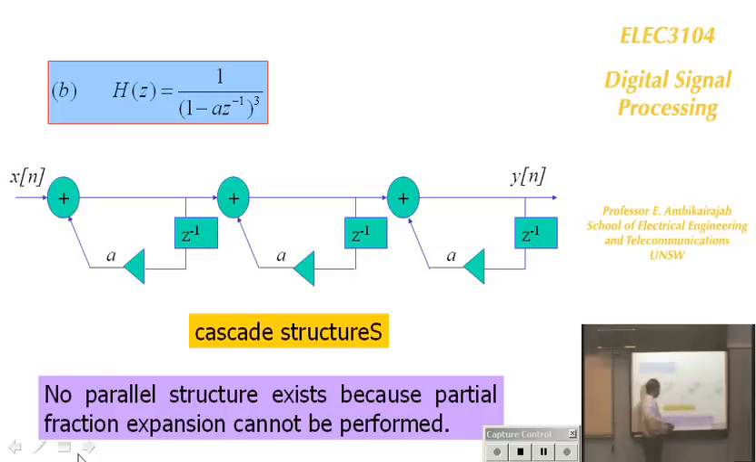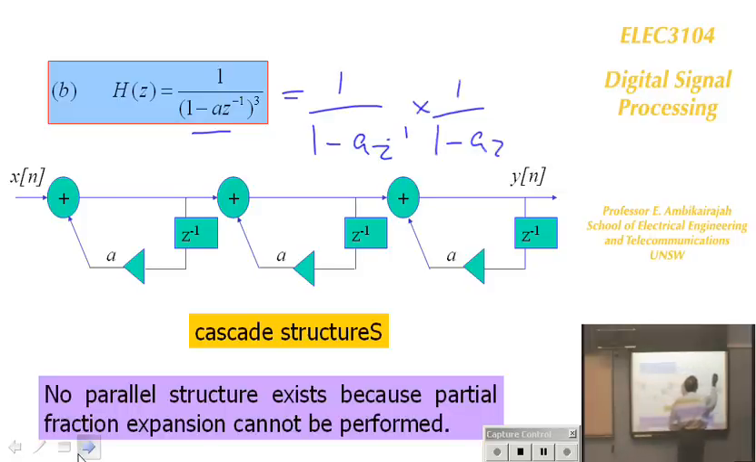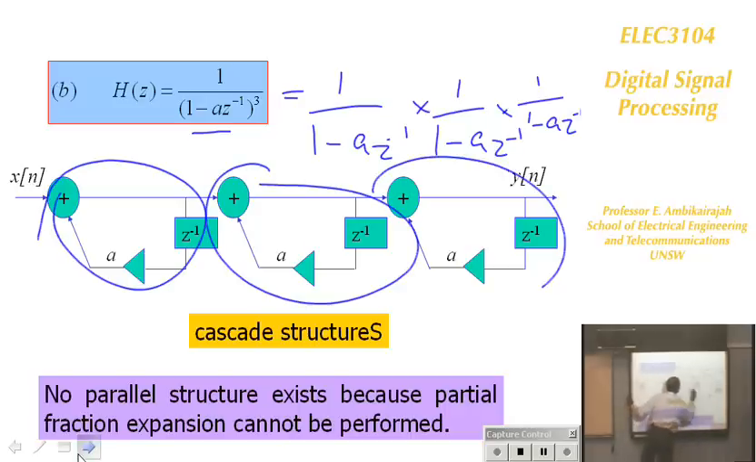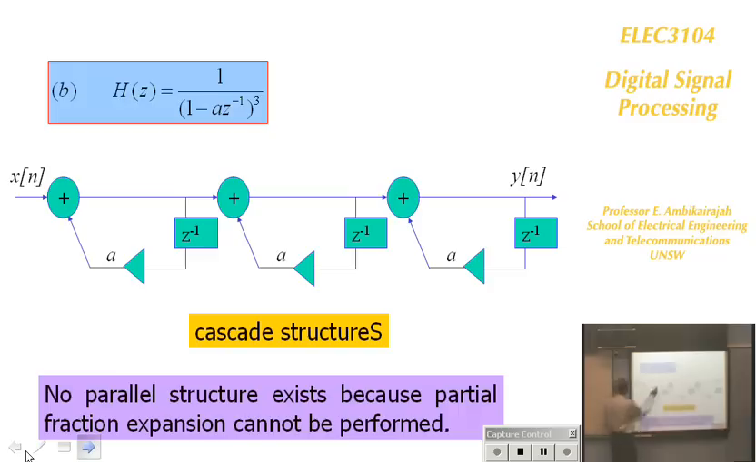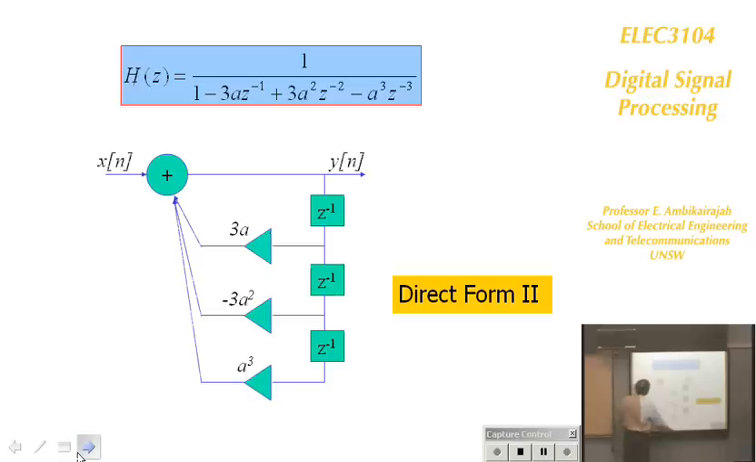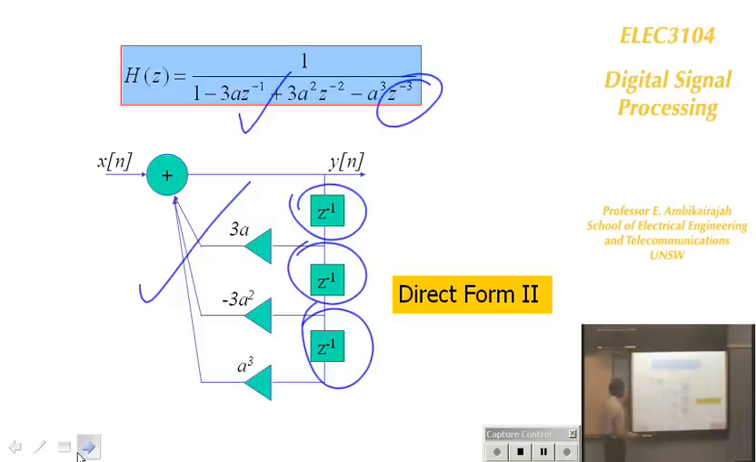Similarly, another one here. This one is three of them. This can be written as 1 over 1 minus A z to the minus 1, times 1 over 1 minus A z to the minus 1, times 1 over 1 minus A z to the minus 1. So three of them. So I do the first one, and then the second one, and the third one. And all three give me, in cascade, a structure there. And if you want direct form, you just multiply them out. When you multiply them out, this is your new transfer function, and you just implement the direct form. There's z to the minus 3, that means 1, 2, 3 delays, and the coefficients appropriately you draw.